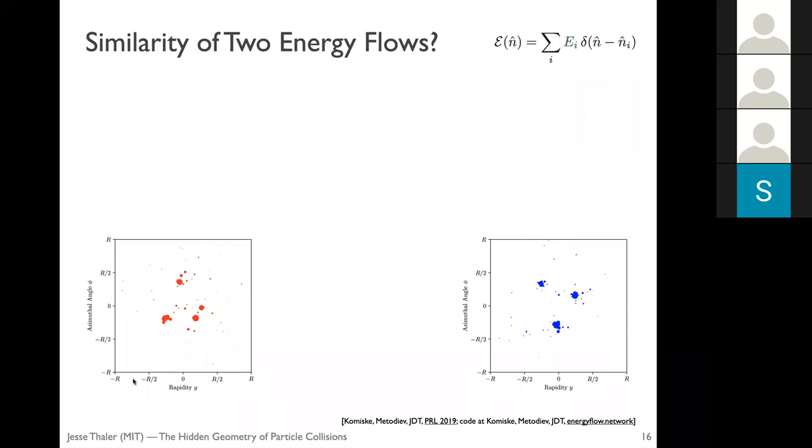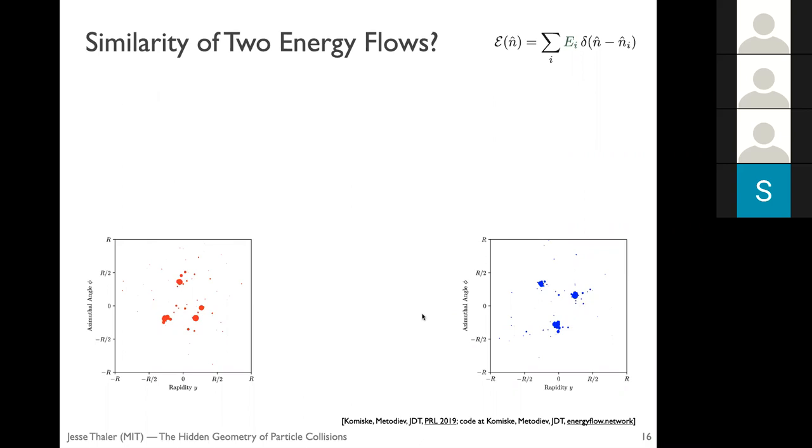So here we have, again, this head-on view of a jet. In this case, this is a jet created by a boosted top quark, which famously has a three-prong topology. And here's another boosted top quark that has a three-prong topology. And I want to try to give a number to say how similar these two jets or two energy flows are to each other.